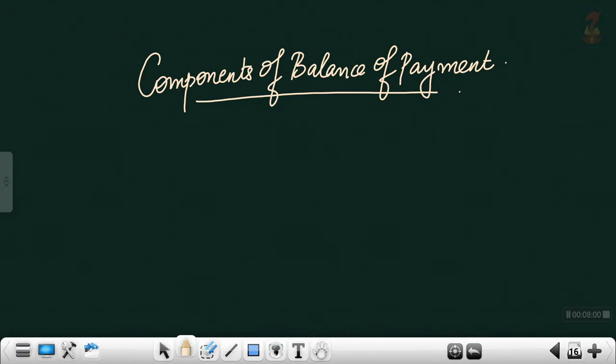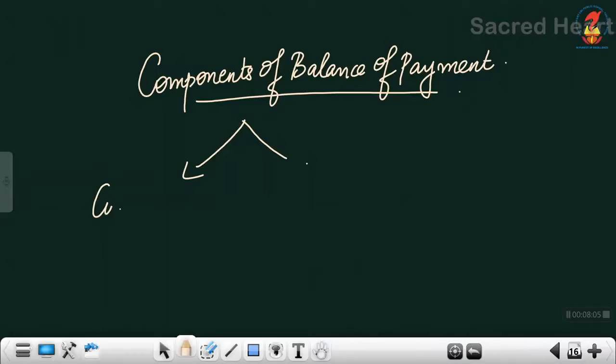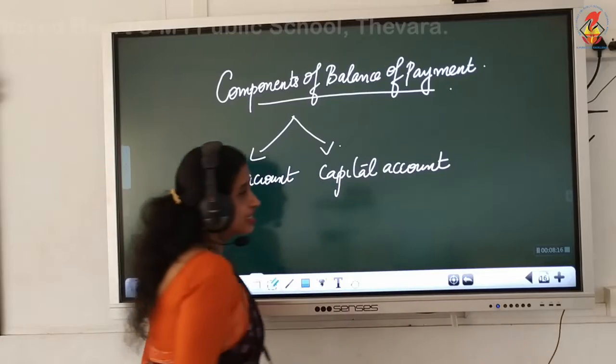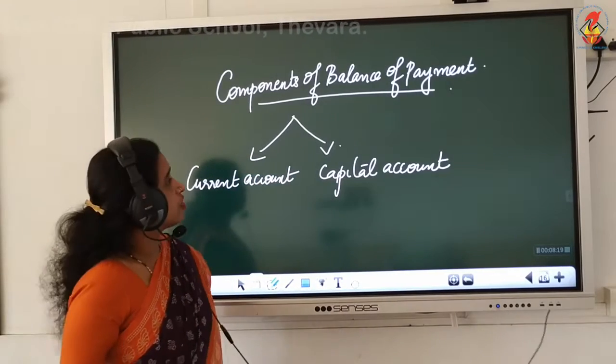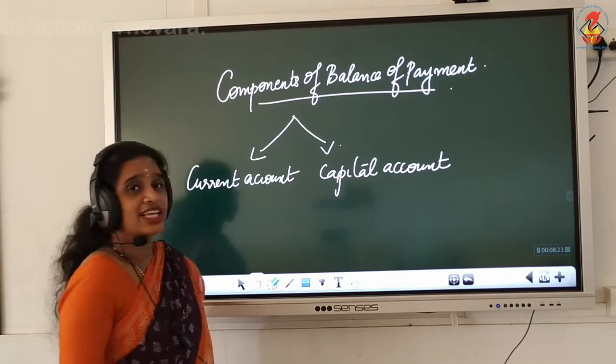Components of balance of payment. There are two main components of balance of payment. They are current account and capital account. These are the two main components of balance of payment. The first one is current account and the second one is capital account.